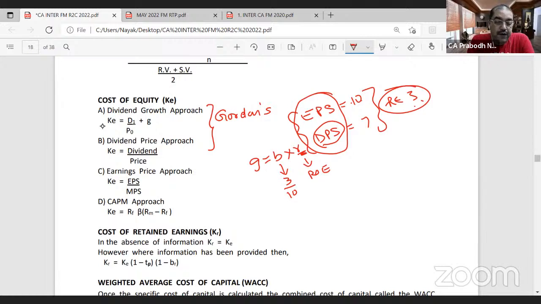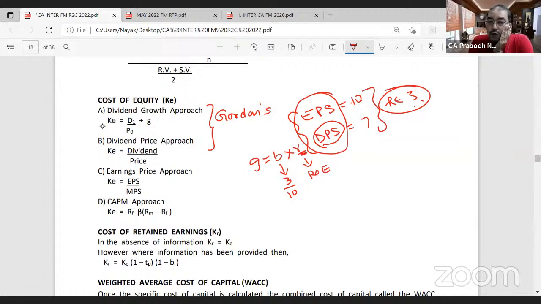The second formula is dividend upon price. If growth rate is not there, if retained earnings are not there, or they have given in the question that entire profits are declared as dividend, then there is no retained earning. Then there is no need to break your head to find out the growth rate. It is as if growth rate is zero.